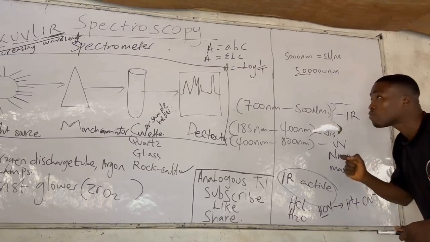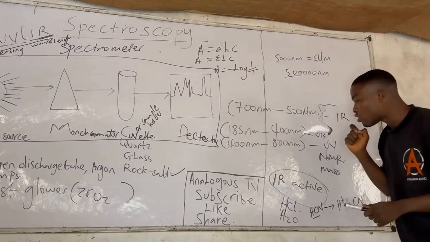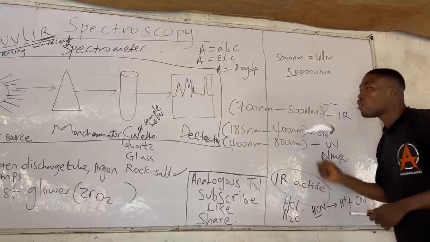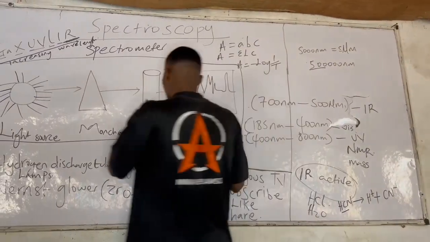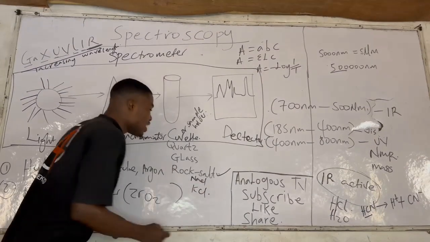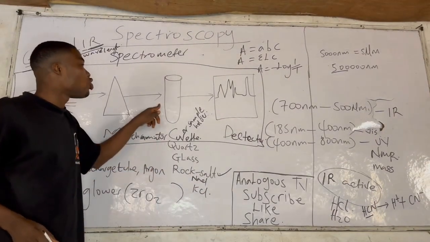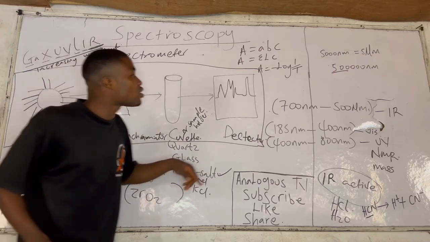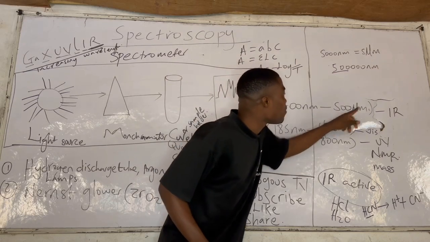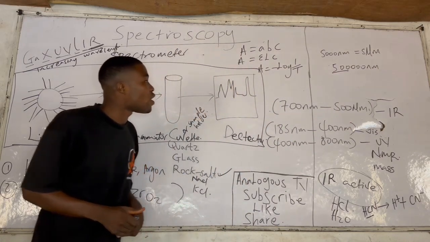IR spectroscopy is used to determine the type of bond present in an organic compound, the functional group. Don't forget that the cuvette is made up of rock salts such as NaCl, KCl. We don't use glass or quartz because glass or quartz can absorb IR light. IR radiation has a wavelength of around 700 nanometers to about 500 micrometers, which is 500,000 nanometers.